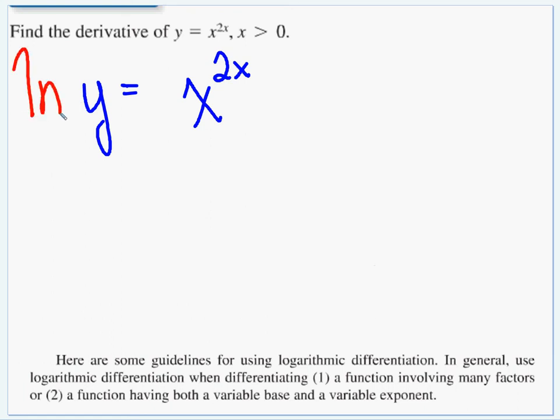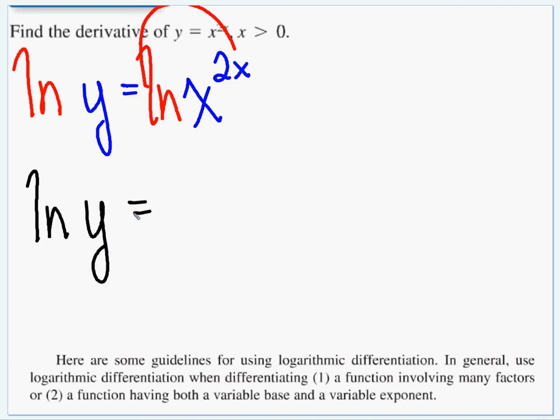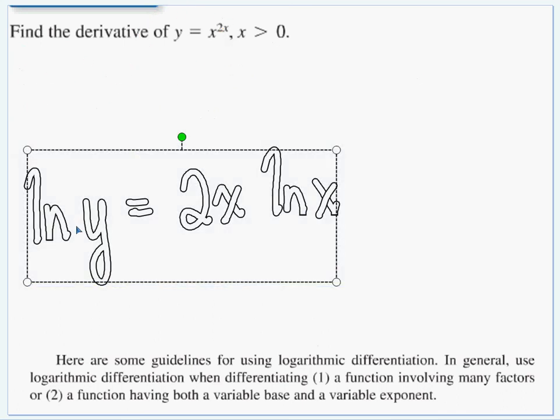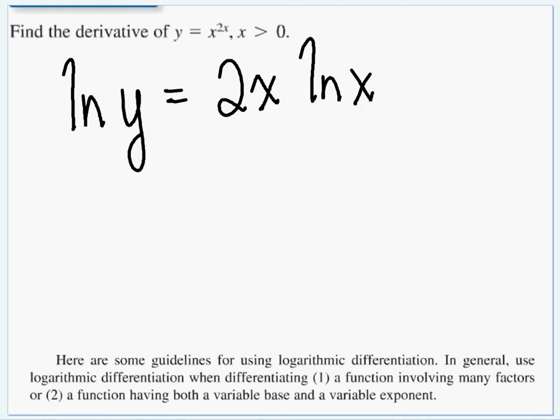We're going to take the natural log of both sides. When we do that, this 2x exponent is going to come down front. So now, go back to black ink, we've got the natural log of y is equal to 2x times the natural log of x. Okay, so the exponents come down, and that's usually a source of some grief. So now let's derive both sides.